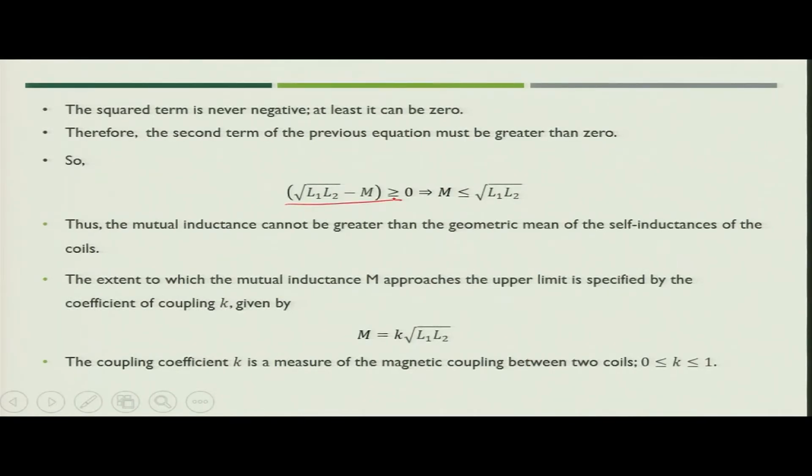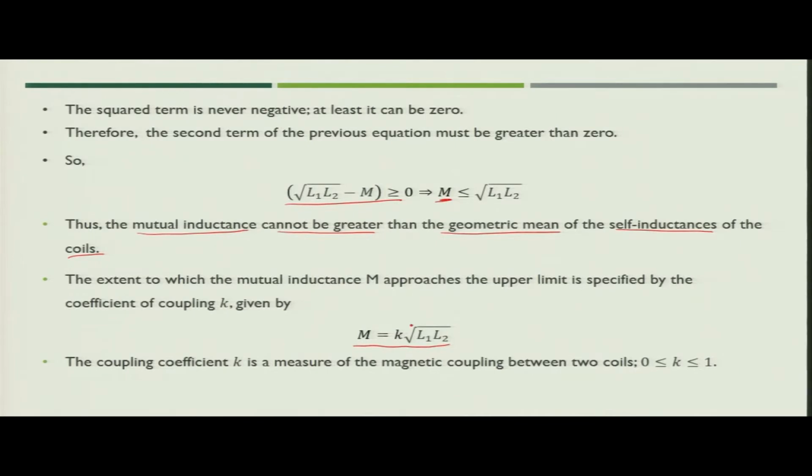So, we get the updated criteria now. If you simplify, you get M should always be less than or equal to L1 L2 whole under root. So, that means the mutual inductance cannot be greater than the geometric mean of the self inductances of the coils. Now, this condition we can convert into an equality constraint. So, when you convert it into equality, let us multiply with some constant k. So, we can write M is nothing but k into root of L1 L2.